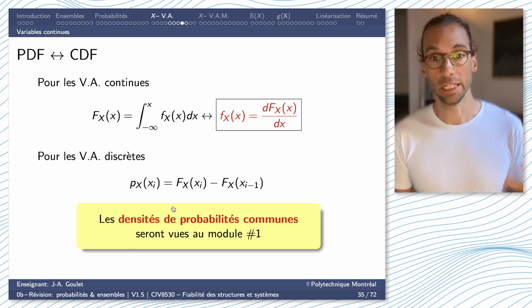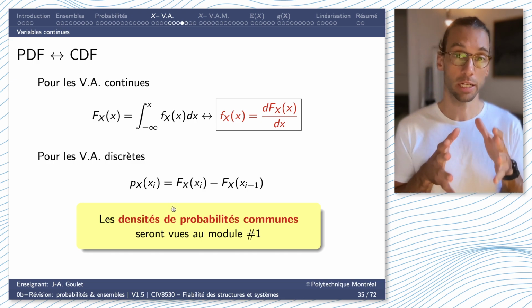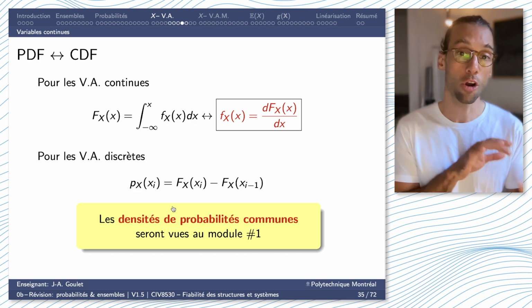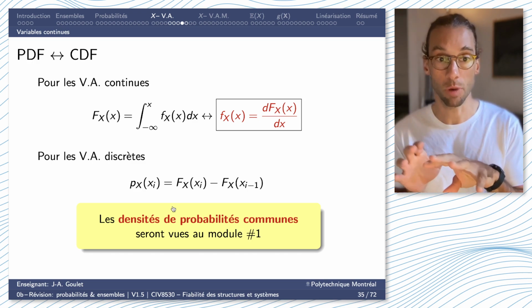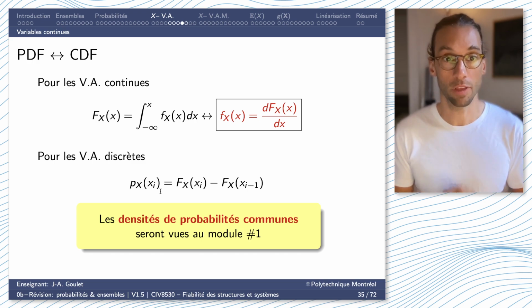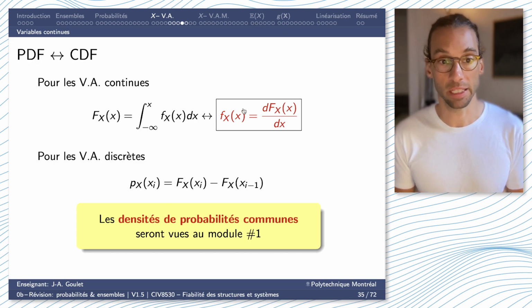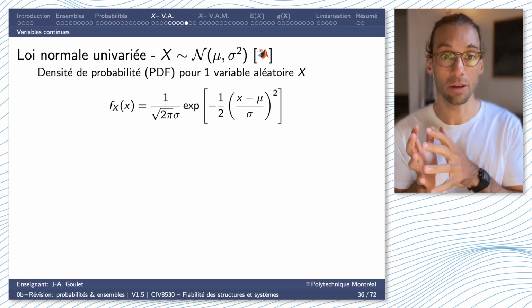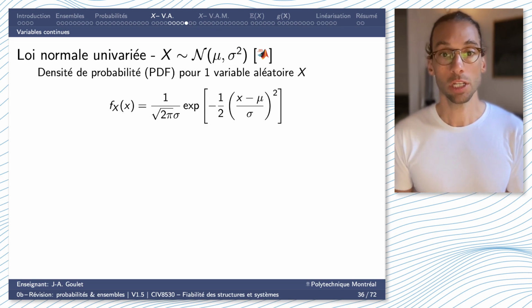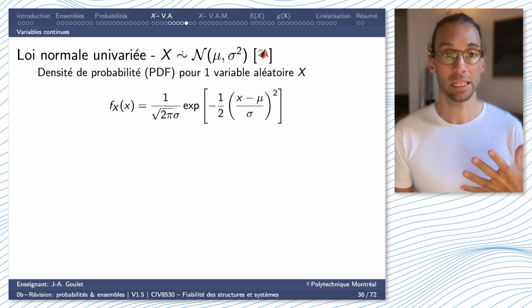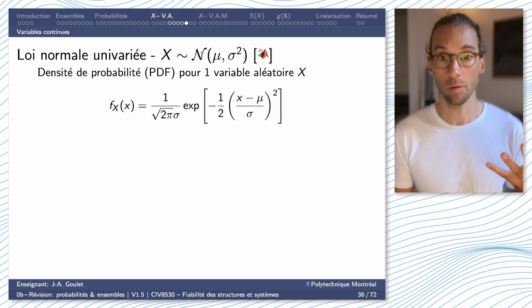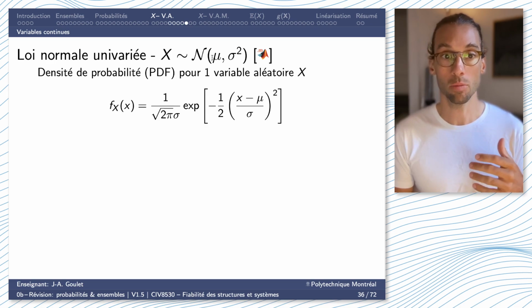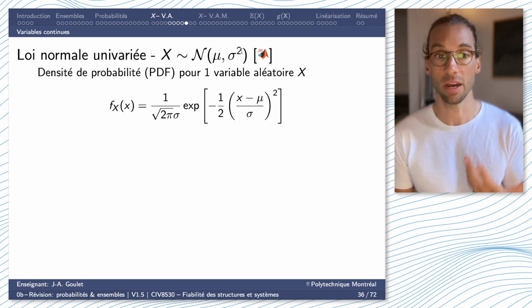The common probability densities that we're going to use in the context of reliability theory are going to be seen in the next module. But for now, for the sake of later on developing the concept of expectation, we're going to take a little glimpse at the normal or Gaussian random variable. So we're going to say in terms of notation that x is distributed like a Gaussian or normal random variable that is defined by 2 parameters, mu the mean and sigma the standard deviation, sigma squared being the variance.